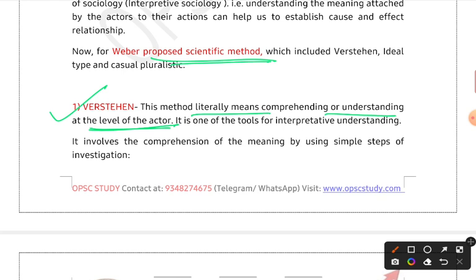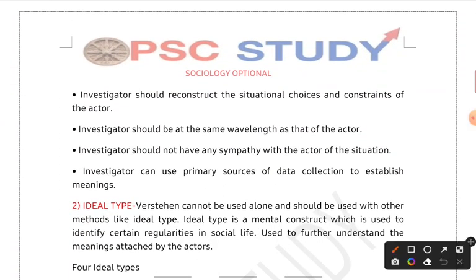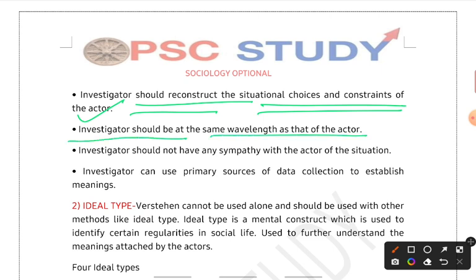Now how this needs to be done, he gives simple steps in this regard: investigators should reconstruct the situational choice and constraints of the actor. Then the investigator should be on the same wavelength as that actor. The investigator should not have any sympathy, and can use primary sources of data collection to establish the meaning, right.